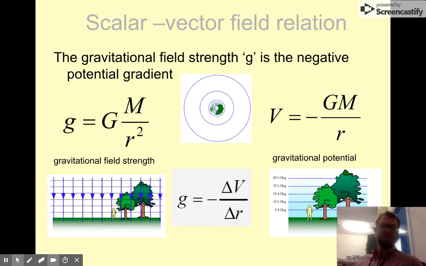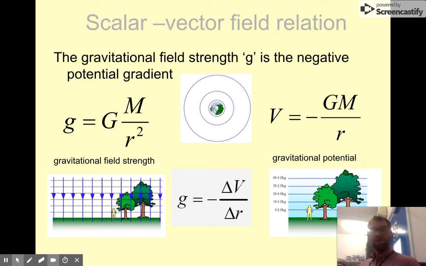So, things to note. Okay, the gravitational field strength is the negative potential gradient. So, what does that really mean? Okay, so gravitational field strength is gravitational constant multiplied by the mass divided by r squared. Okay, so that gives us the field strength at any point. Now, the gravitational potential is the field strength, so the force, multiplied by the distance traveled. So therefore, our gravitational potential is minus G multiplied by mass divided by r.